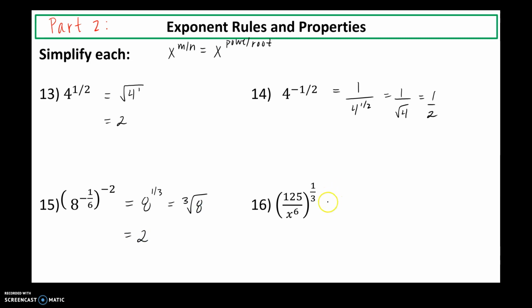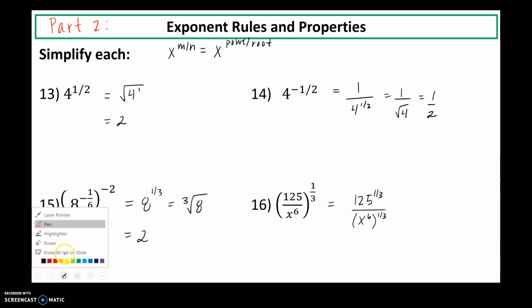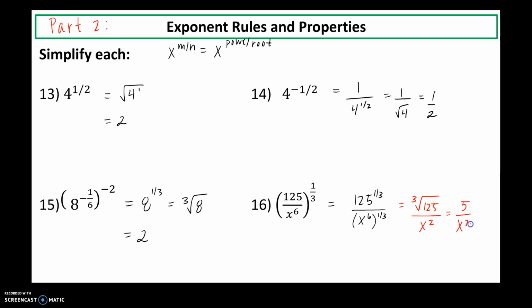Number 16, we have a fraction, so we can bring that exponent of 1/3 to both the numerator and the denominator. Okay, we can't distribute when we're adding and subtracting, but we can when we're multiplying and dividing. So this would become the cube root of 125. This power to a power I can multiply. 6 times 1/3 would give me 2. So x squared is in the bottom. And the cube root of 125 is 5. So 5 over x squared would be the final answer.